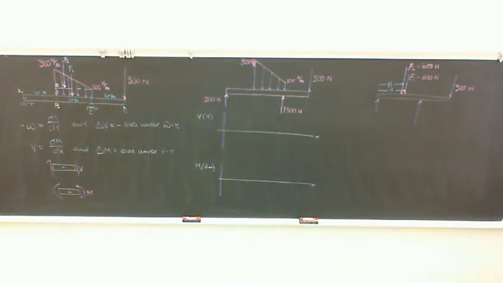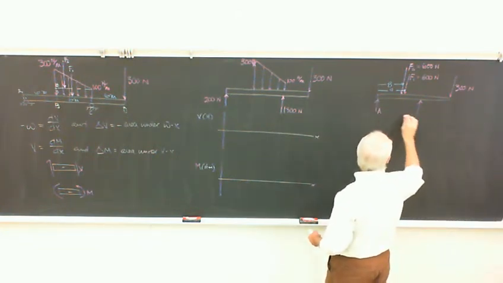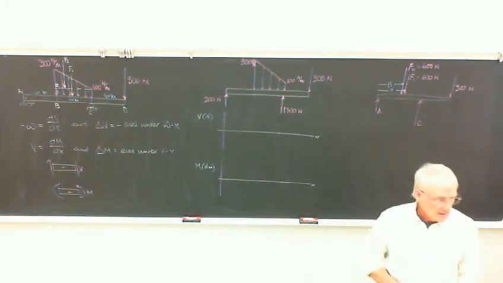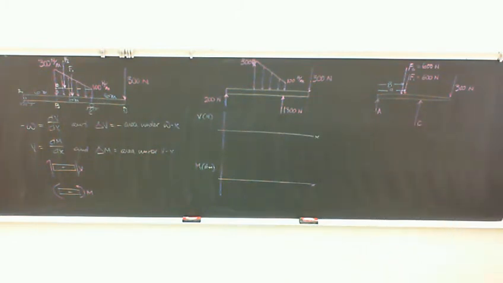And then now you sum the forces. Let's see, these are called A and C in the original diagram. Sum the forces, and then sum the moments. That's the two equations you need to solve for the two unknowns, A and C. Look a little more familiar now? That may have been part of the week you missed.